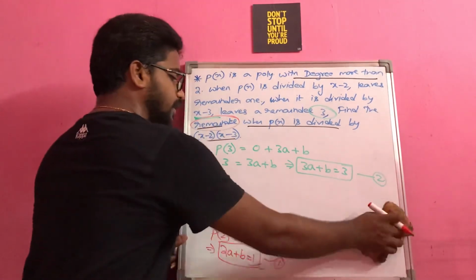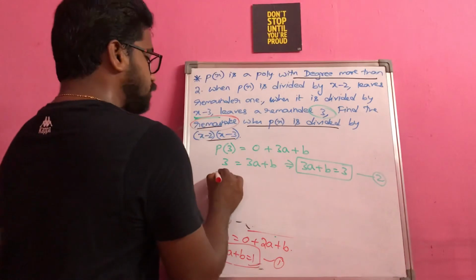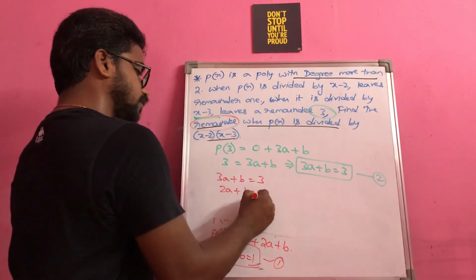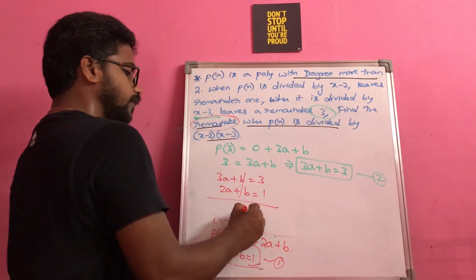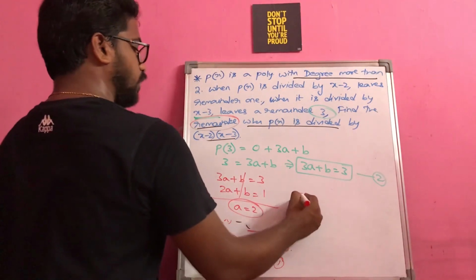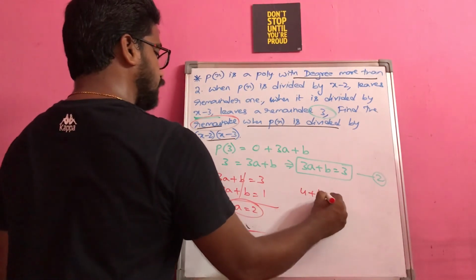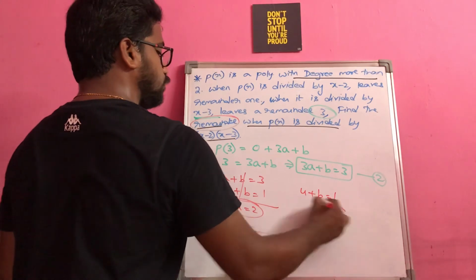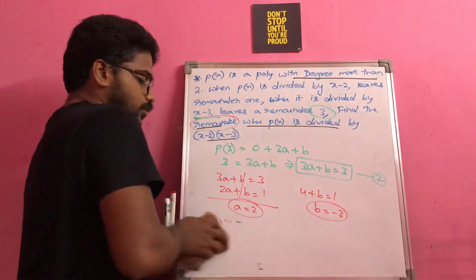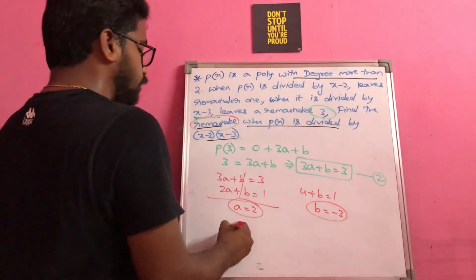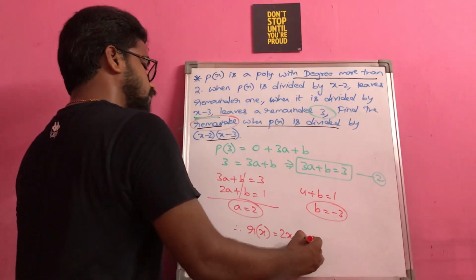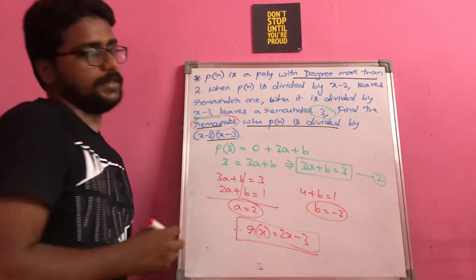So let us simplify that. 3a plus b is equal to 3, the first equation, and 2a plus b is equal to 1. If you simplify it, you will get a is equal to 2. So a is equal to 2, and if you substitute here, you get 4 plus b is equal to 1, so b is equal to minus 3. So you found the values of a and b. Therefore, r of x, that means the remainder, will become ax plus b, which is 2x minus 3, right?